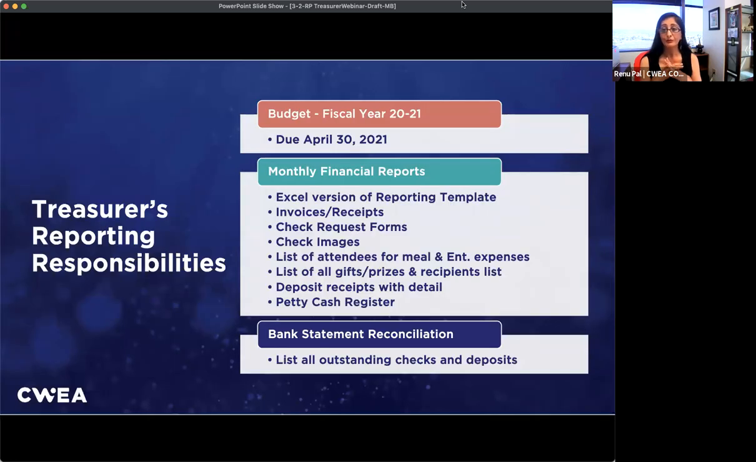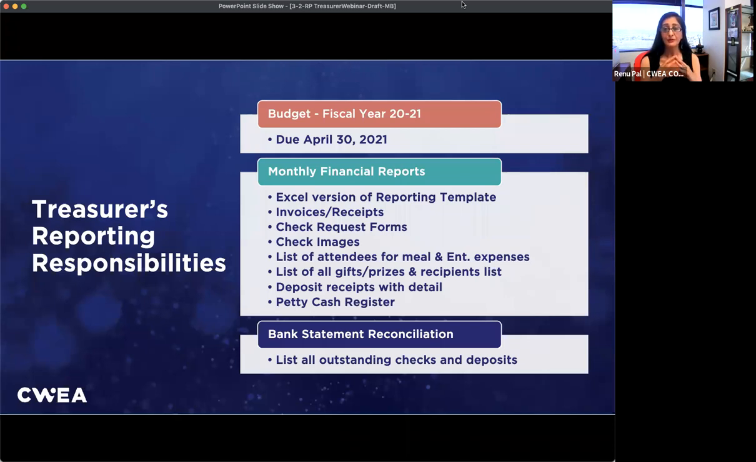So just a quick recap. You'll receive your template tomorrow. It's due back by April 30th, and that's for your budget. But you'll fill in the budget tab and you'll email back the entire template.